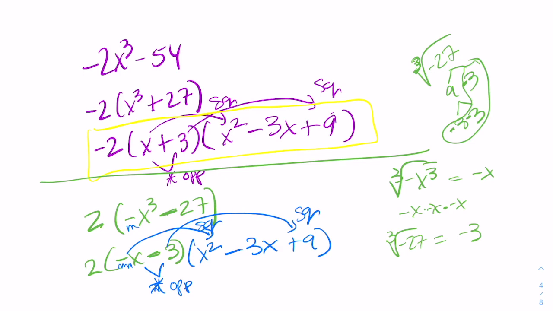This is another reason I like to take the negative out in front. Notice that if I were to distribute this negative 2 through here, then I would get negative 2x minus 6, and if I distribute the 2 here, I would get negative 2x minus 6 as well. So they're equivalent. And then this part matches exactly, so they're equivalent.